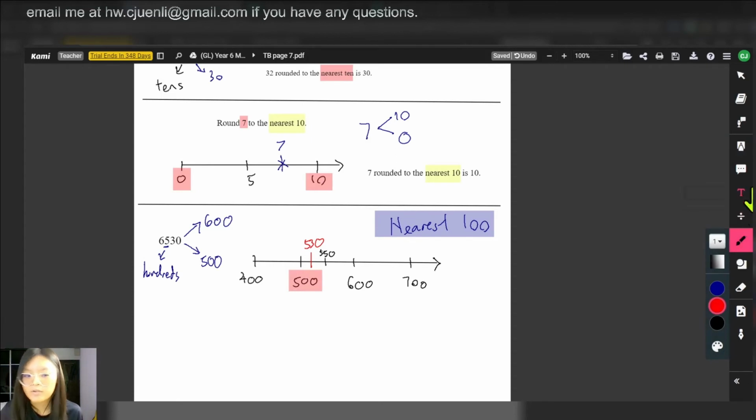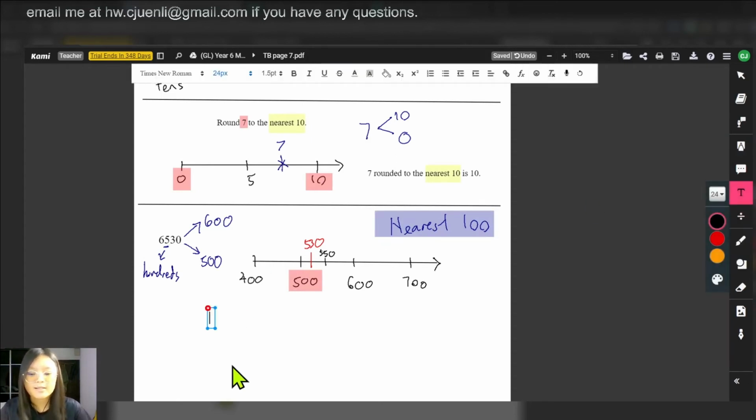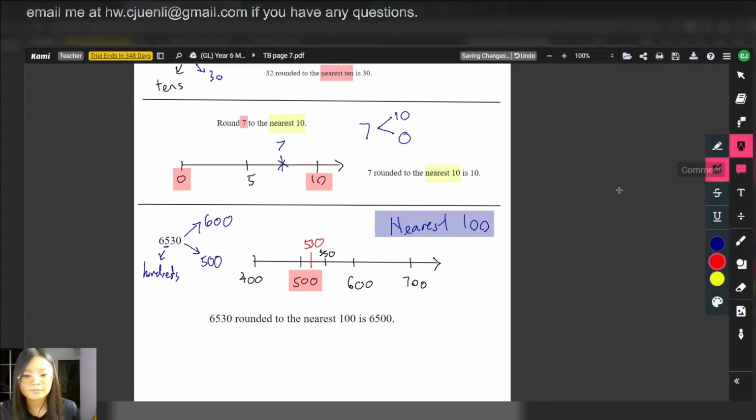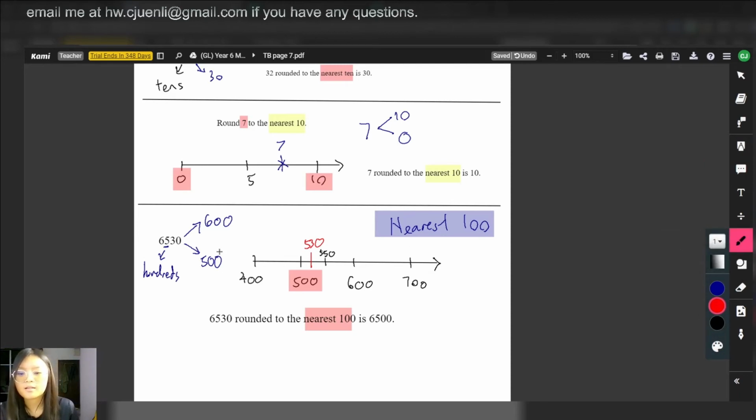It's nearer to 500. So what you can write is that 6,530 rounded to the nearest 100 is 6,500. This will be your answer, right? So whenever the question says nearest 100, you can ignore the thousands, you can ignore the ones or units. You just need to look at the 5 and 3, which is hundreds and tenths.